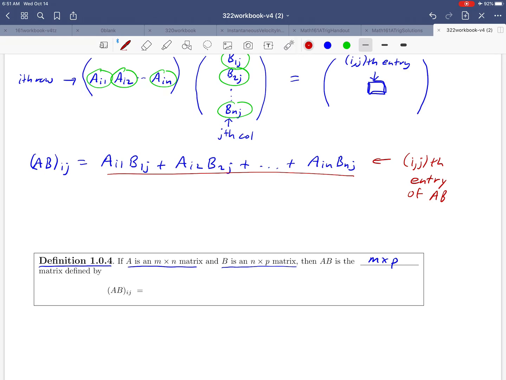Okay, and we could write that out again, but it's convenient to write that in sigma notation. So that same sum that I just underlined in red can be rewritten like this: the sum as k goes from 1 to n of A_ik times B_kj. That gives us exactly this expression that we wrote down above. Okay, and there is our definition of matrix multiplication.